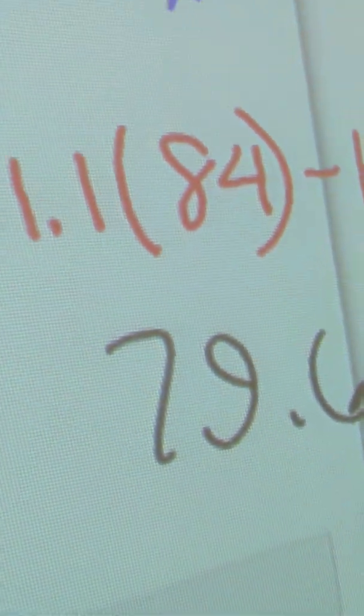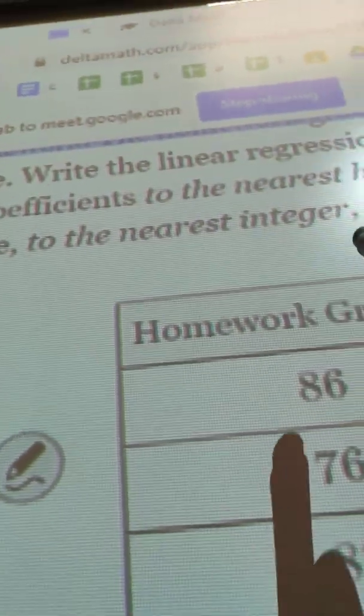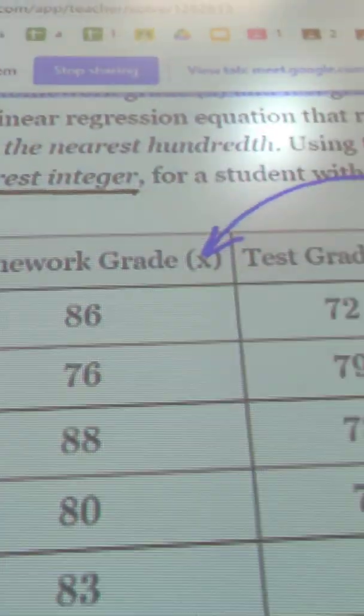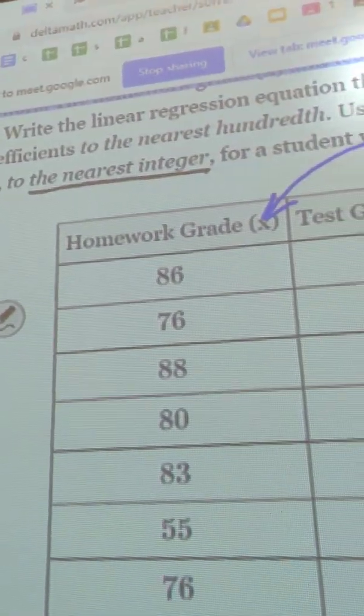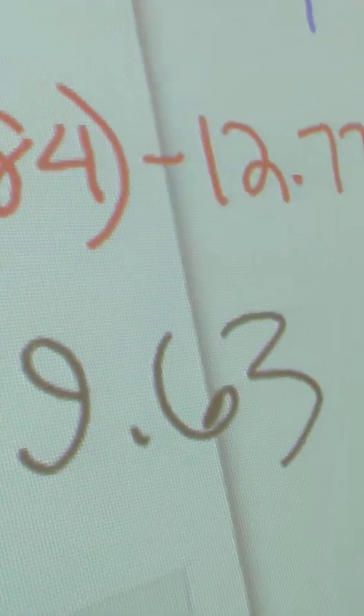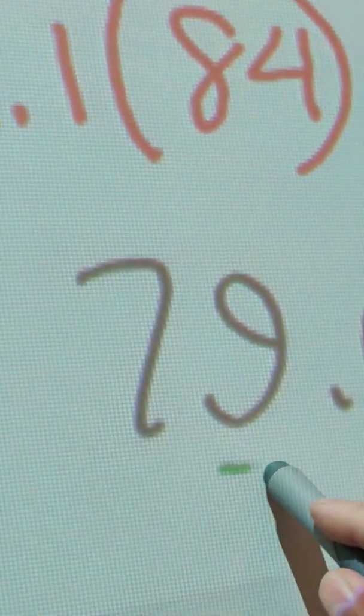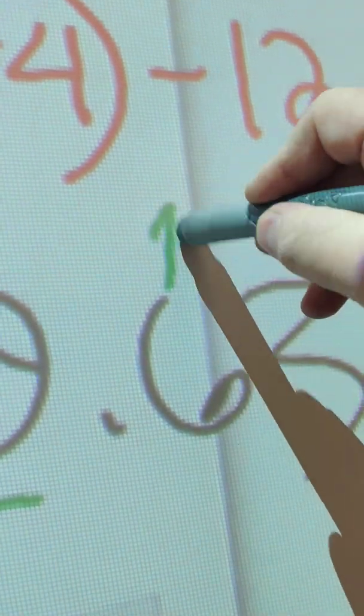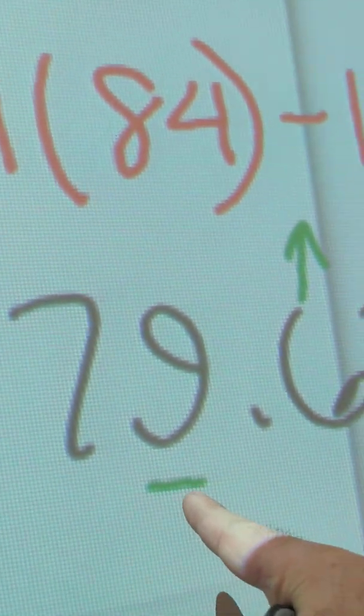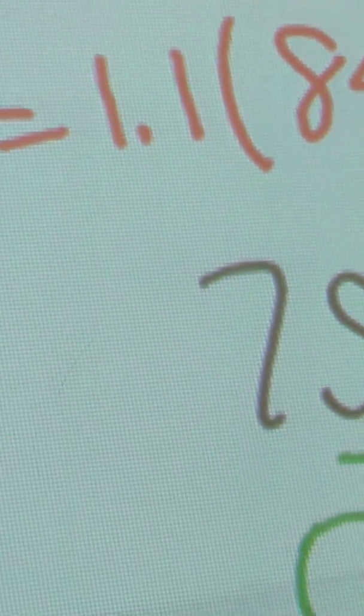Now again, you've got to read carefully. This one, they're rounding to the nearest integer. Integer means a whole number, all right? So 79.63, we're rounding to here. This 6 is driving the 9 up. So this actually goes up to an 80.